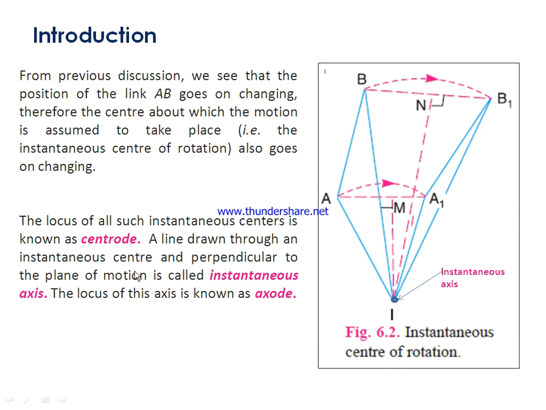A line drawn through an instantaneous center and perpendicular to the plane of the motion. This is the plane of the motion, the plane of the screen, or the plane of the paper. In this particular plane the link is moving, and a line drawn through the instantaneous center and perpendicular to this screen is called the instantaneous axis. This is the instantaneous axis, which passes through I and is perpendicular to the screen or paper, and the locus of this axis is known as axode.